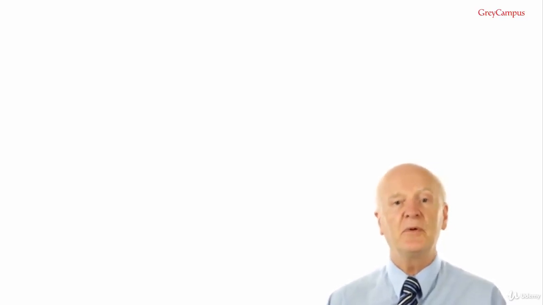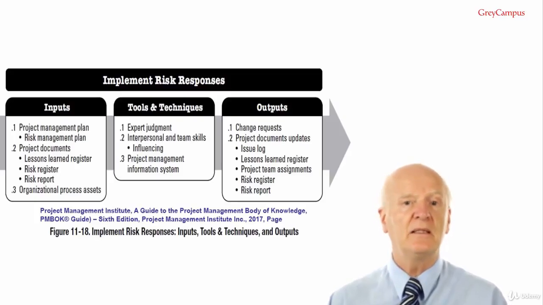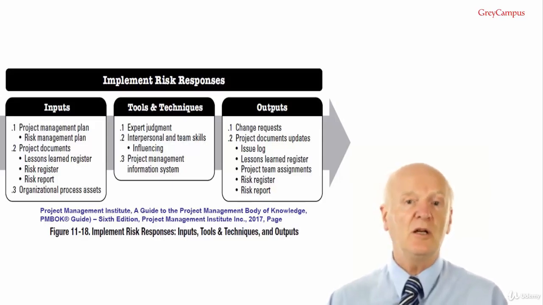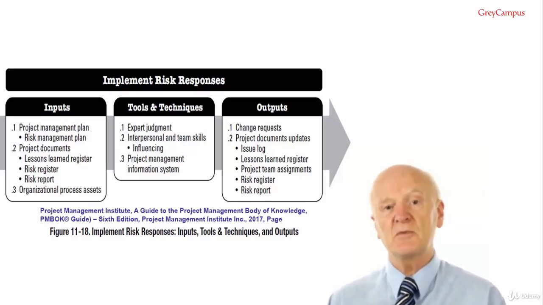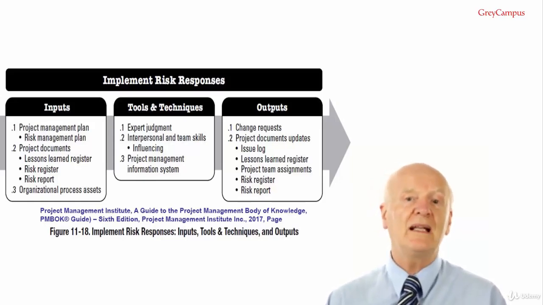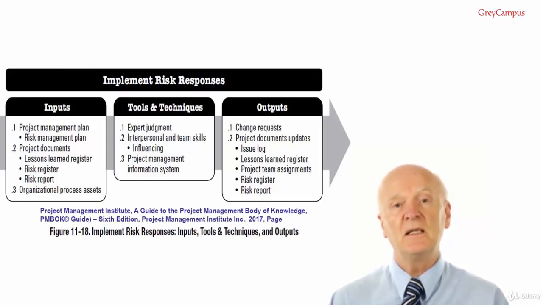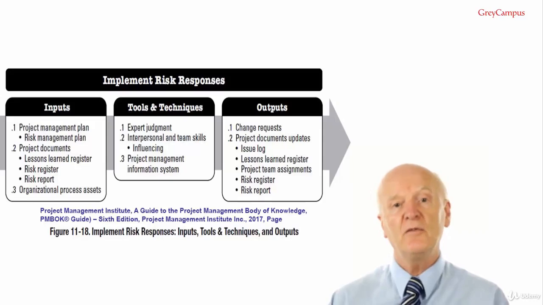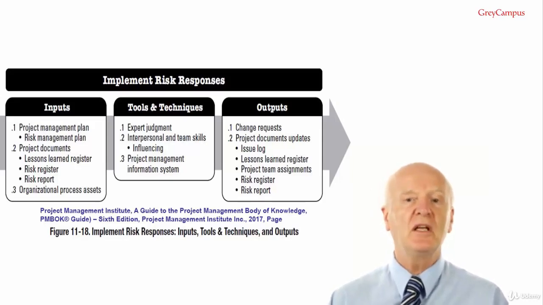Implement risk responses inputs. Number 1 is the project management plan. The project management plan components include the risk management plan. The risk management plan lists the roles and responsibilities of project team members and other stakeholders for risk management. This information is used when allocating owners for agreed upon risk responses. The risk management plan also defines a level of detail for the risk management methodology for the project. It also specifies risk thresholds for the project based on the risk appetites of key stakeholders, which define the acceptable target that the implementation of risk responses is required to achieve.